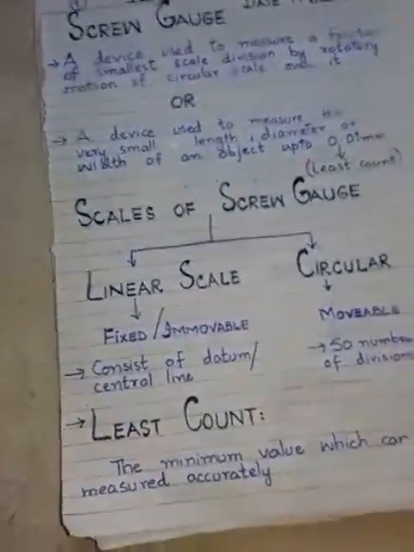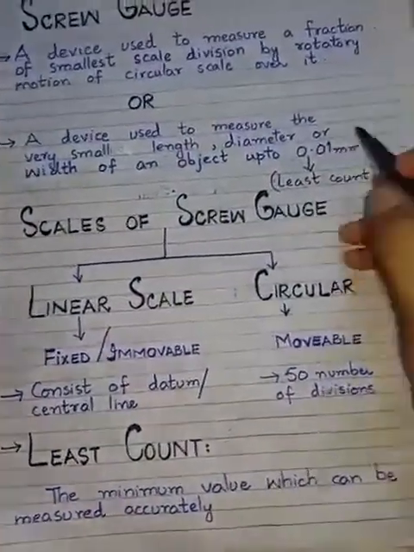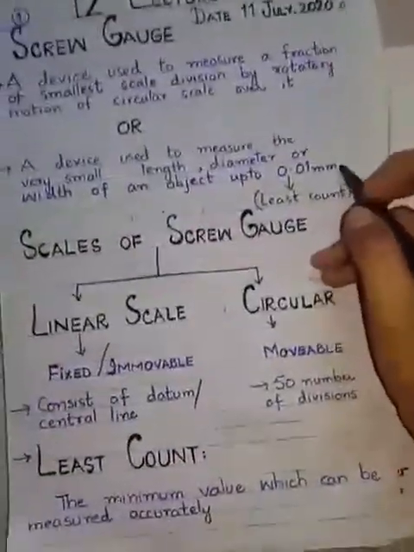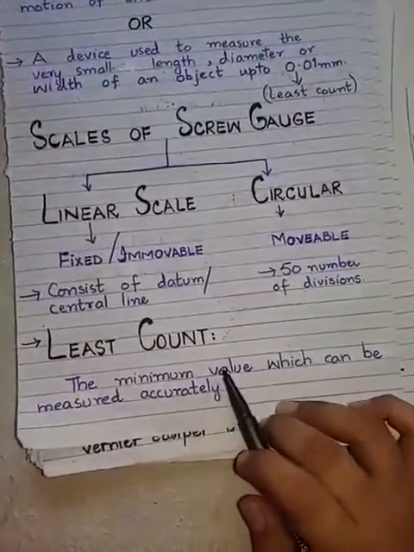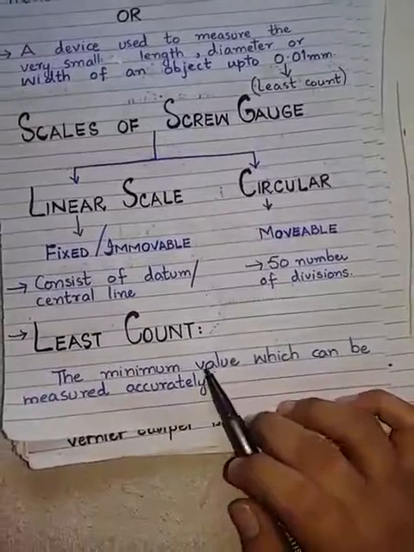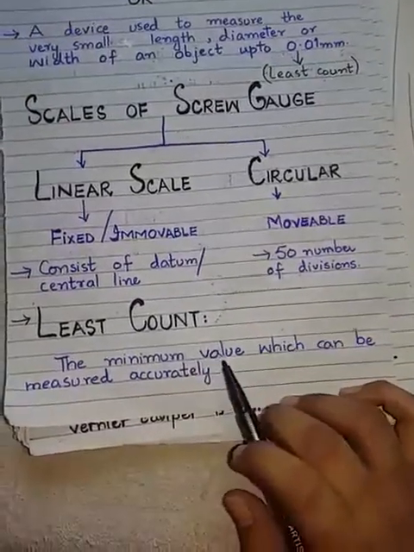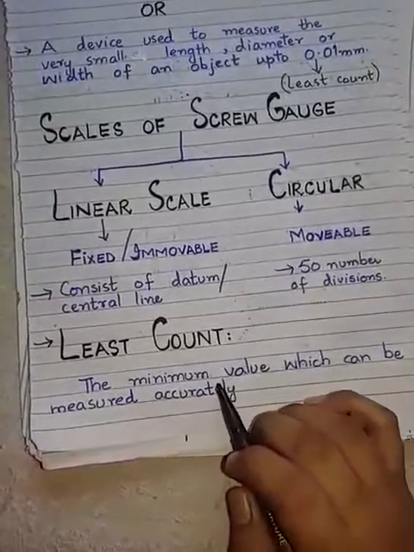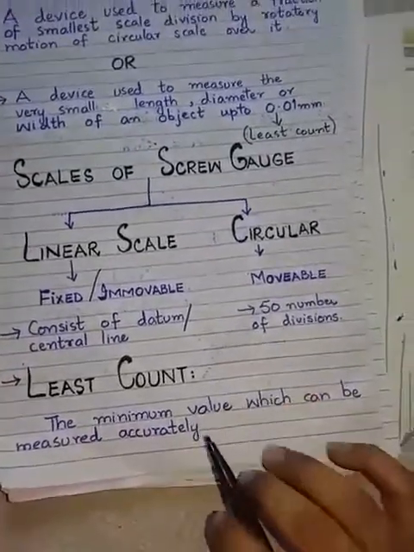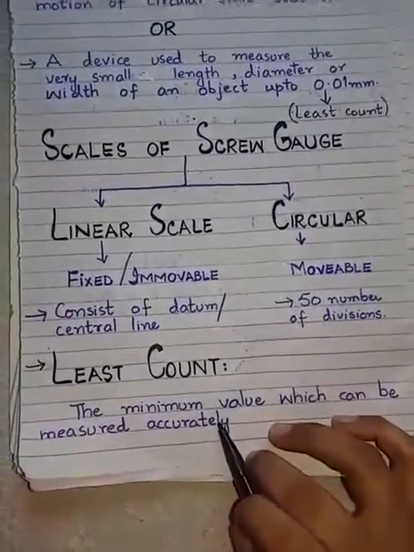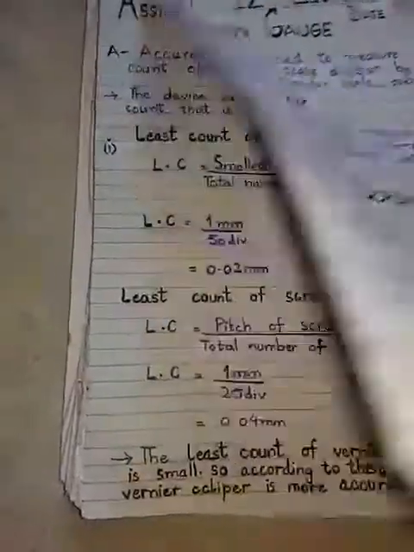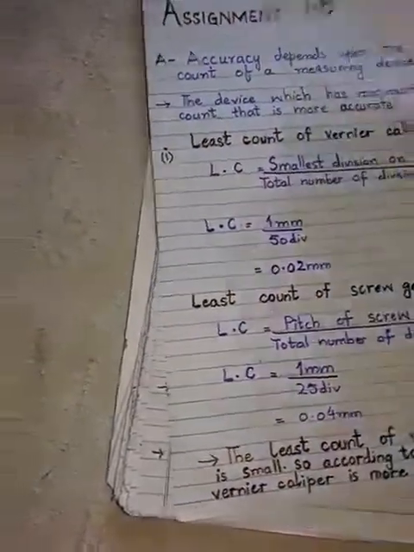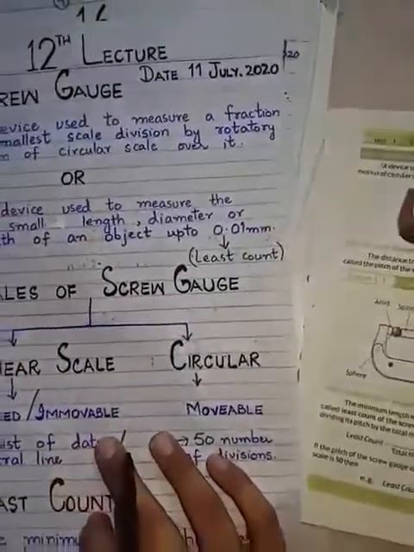The next term related to the screw gauge, girls, as I told you, is that 0.01 millimeter is the least count. How can we define the least count? The least count is the minimum reading, the minimum length, the minimum diameter, the minimum height, the minimum width which can be measured accurately with the help of a measuring device, or with the help of the screw gauge. That is known as the least count of the screw gauge. And as I told you, the least count of the screw gauge is equal to 0.01 millimeter.